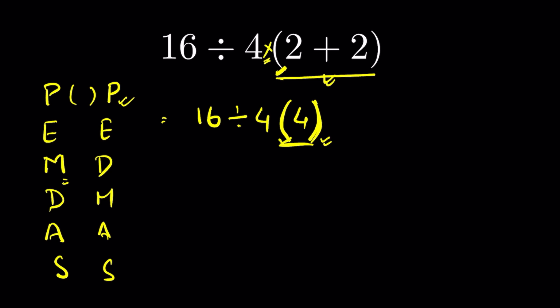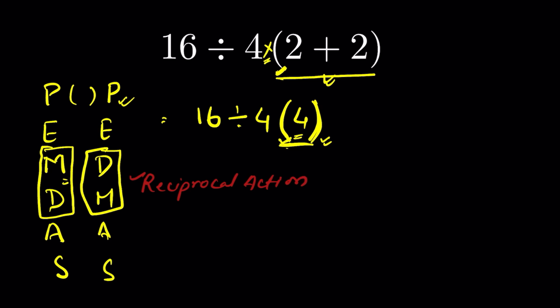Unless and until there is another number or symbol inside the bracket, it's not an operation, it's just a way of writing multiplication. Now here in PEMDAS or PEDMAS, whenever it comes to division or multiplication, remember that they have equal precedence because they are reciprocal actions. We cannot give priority to any of these over another.